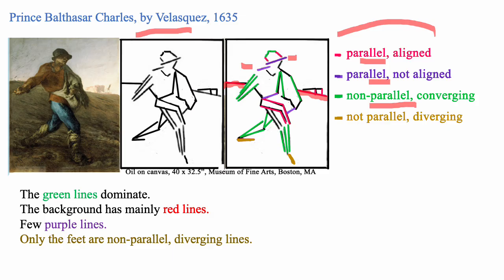And then finally, there are non-parallel diverging lines, and the only ones we see are the feet, and so they attract our attention. This person is walking with his toes pointed outward, which is called duck walking, which looks unusual from this perspective, and most adults don't walk this way. So we ask, why is he walking this way? Is it a style? Is something wrong with his legs?